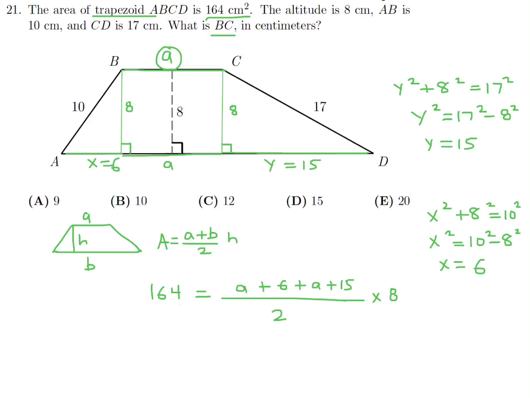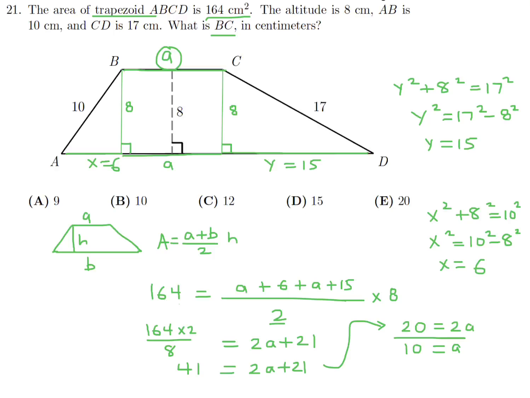Solve for A. So let's say we have 164 times 2, this 2 right there, divided by 8 is equal to 2A plus 21, like that. This side, 164 times 2 divided by 8 is 41. 2A plus 21. 41 minus 21 is 20, is equal to 2A, and therefore A is equal to 10. So 21, the answer is B.